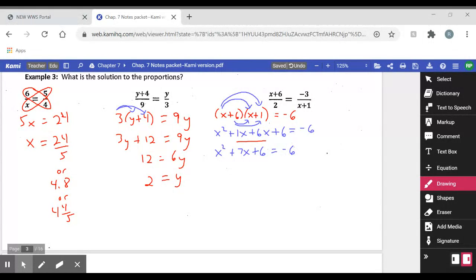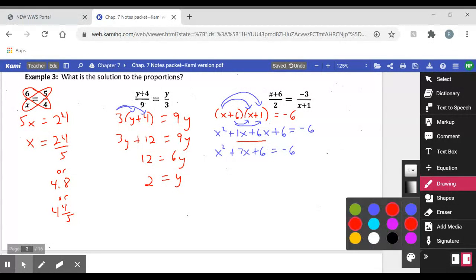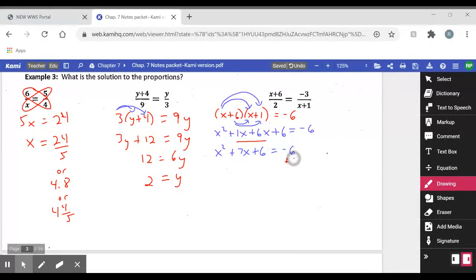Okay, from there, when I see that x squared and that x, that's my clue that I'm going to have to factor and solve. And so to do that, I need to get everything on one side of the equal sign and 0 on the other side. So you can see here what I'm doing is I'm going to add 6 to both sides.